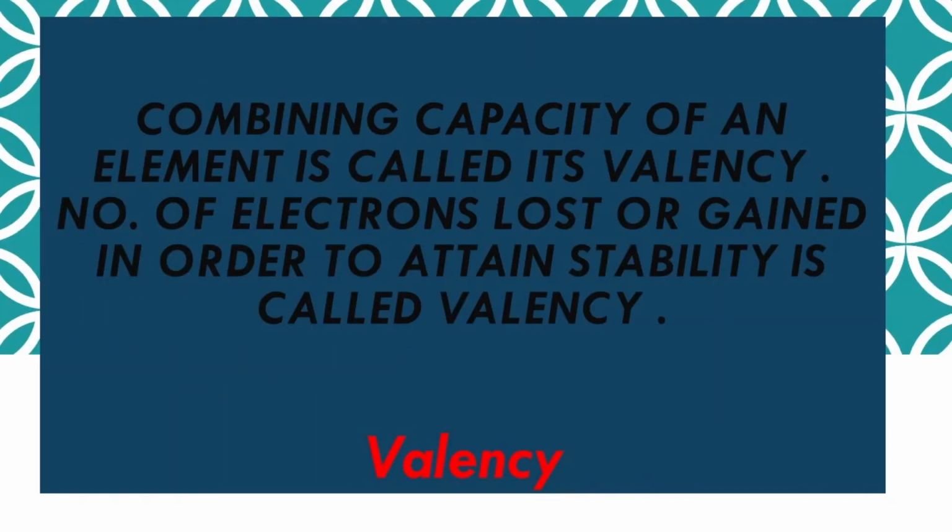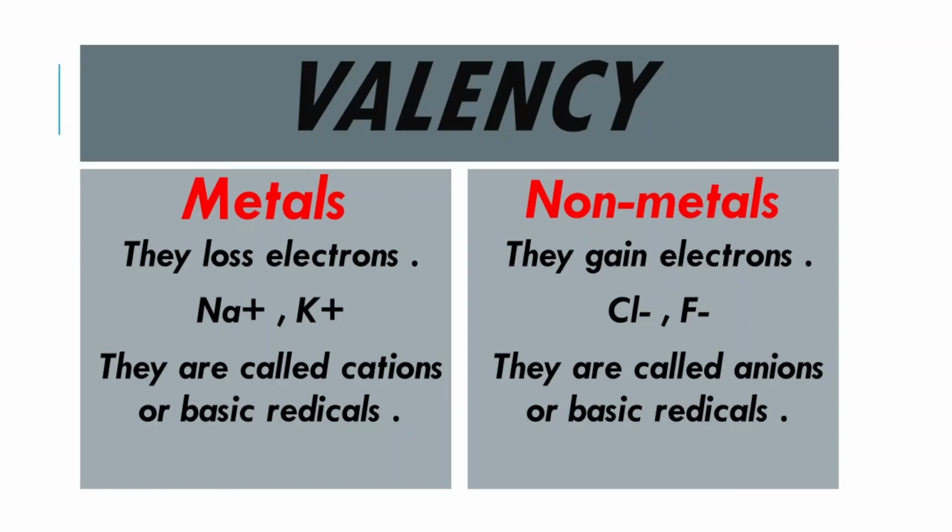Moving on to the valency, the combining capacity of an element is called its valency. That is the number of electrons an element gains or loses. I'm repeating, the number of electrons gained or lost in order to attain stability is called the valency of an atom. Metals usually lose electrons in order to attain stability; after losing the electrons, they will have the stable noble gas configuration.